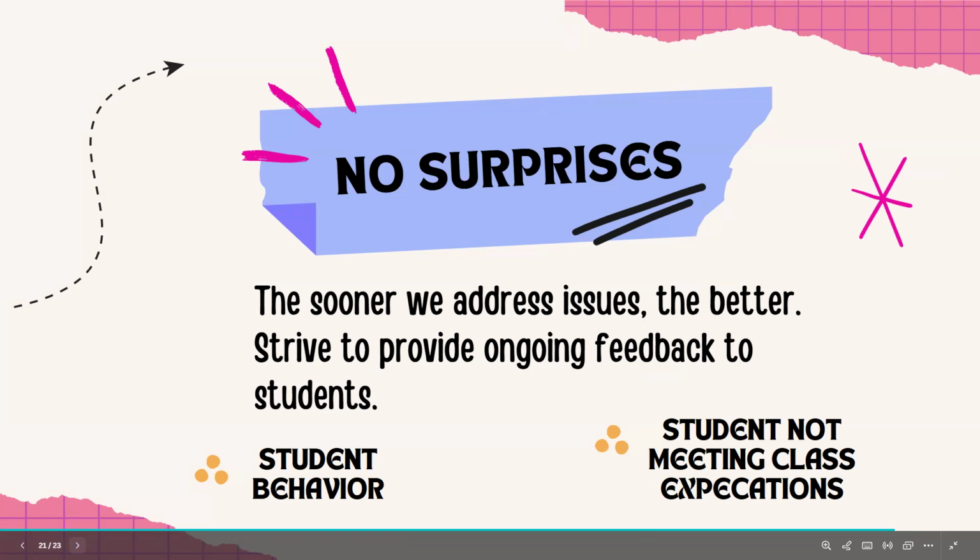So Lynn definitely touched on this earlier, but the big thing is we don't want it to be a surprise to the student, to the school district, to a parent, to anyone else if for some reason the student isn't going to pass the class. So the sooner we can address things, the better. Things like ongoing behavior issues or a student not meeting the expectations for the class. We just want to make sure we're doing our best to help everyone succeed.